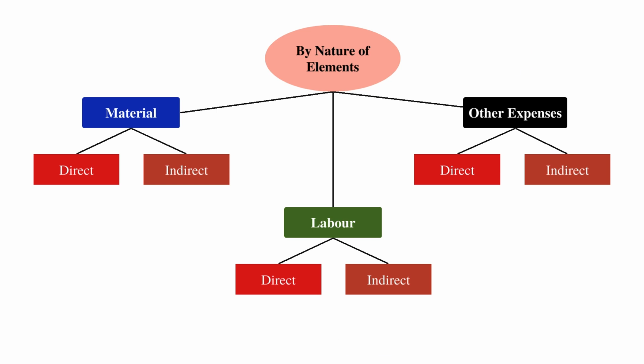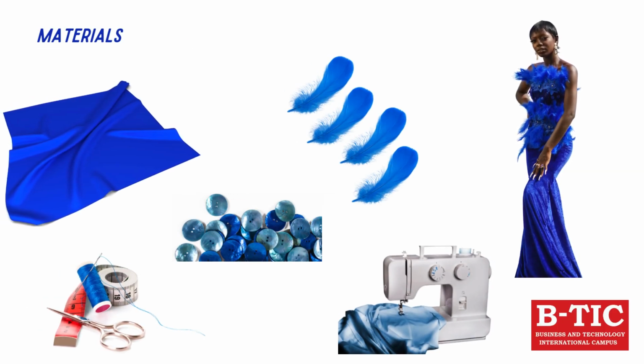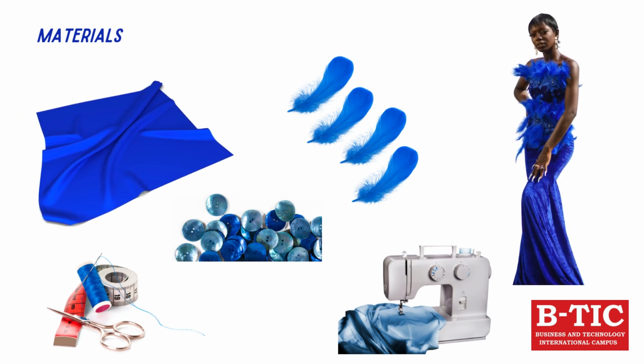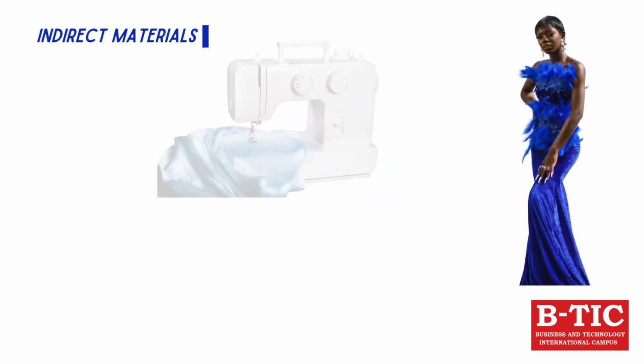Number one, material. The substance from which the product is made is known as material. Material can be divided into two, direct and indirect. Direct materials, this refers to those materials which become a major part of the finished product and can be easily traceable to the units. Indirect materials.